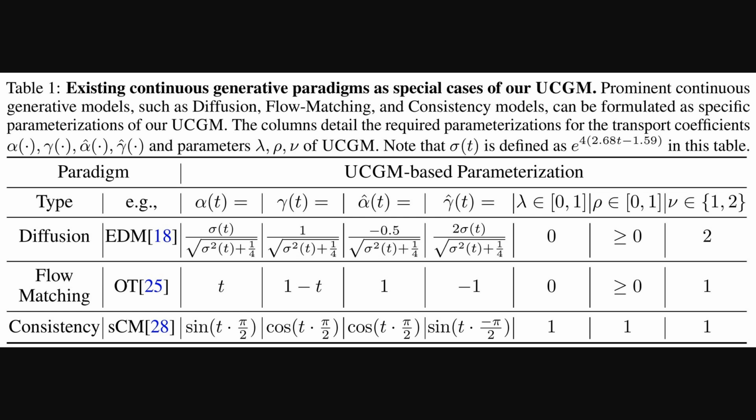Alright. So this first table really drives home the unified part of UCGM. It shows how well-known approaches like diffusion, flow matching, and consistency models can actually be seen as special instances of this new UCGM framework. The table details how specific settings for what the paper calls unified transport coefficients. These are essentially mathematical guides, like alpha t and gamma t, that dictate how the model transforms noise into data over time, and other parameters like the consistency ratio lambda allow UCGM to mimic these different model types. For instance, a consistency ratio lambda of 0 makes UCGM behave like a diffusion model.